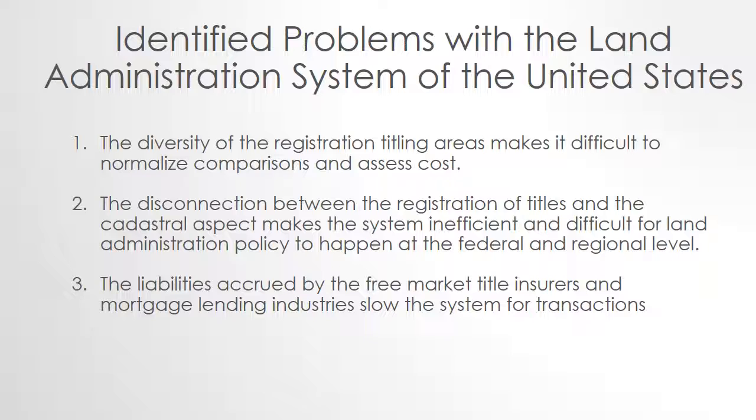It's difficult for land policy to happen at the federal and regional level because Americans tend to favor local administration over some sort of regional, state, or federal oversight and outreach for land use policies. The liabilities accrued by the free market title insurers and mortgage lending industry slow the system for transactions, and then lack of transparency there. You can just watch a movie like The Big Short and see kind of what's going on in the mortgage lending industry, and it's ultimately land tenure that suffers, with repossessions and foreclosures.